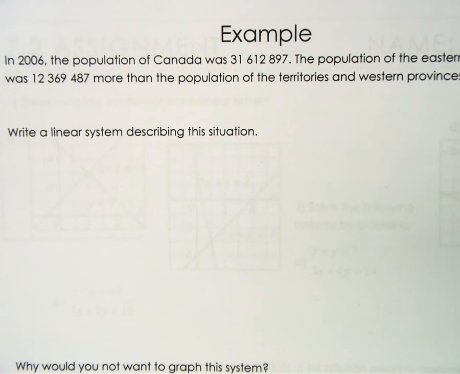Okay. All right, 7.1, you're going to do this. In 2006, the population of Canada was 31,612,897. The population of the eastern provinces was 12 million more than the population of the territories and the western provinces. Whew. Okay, that's exciting. It is.